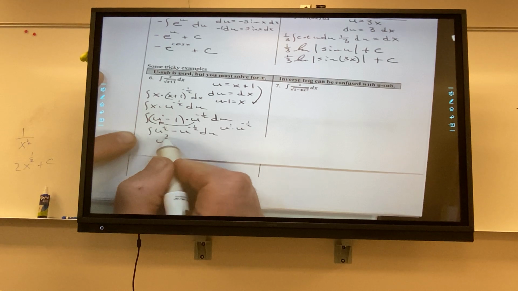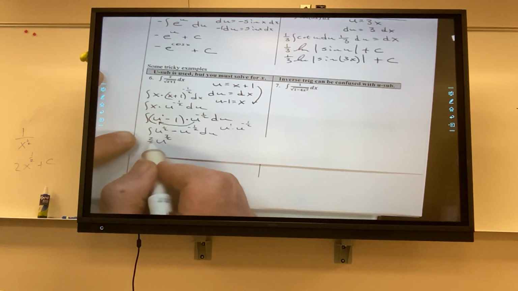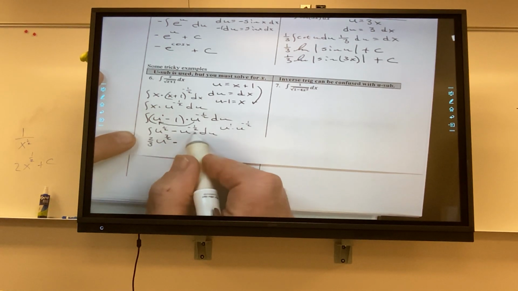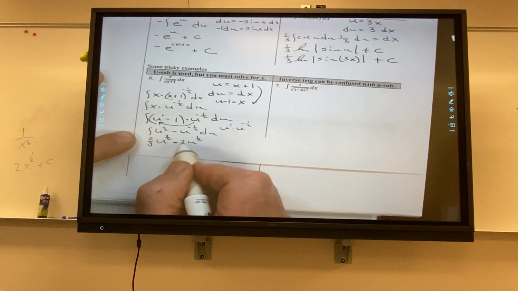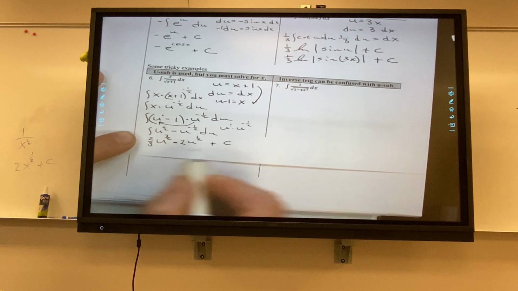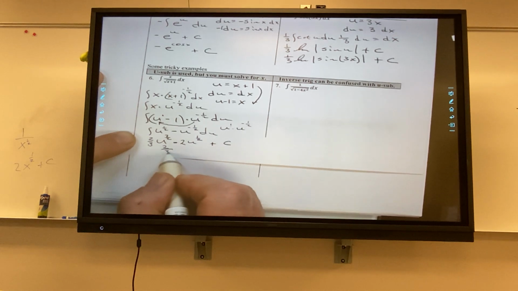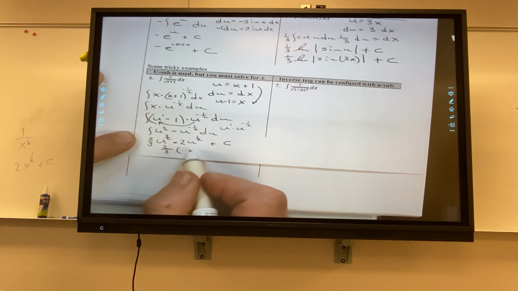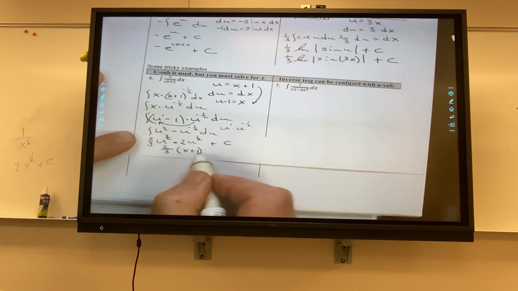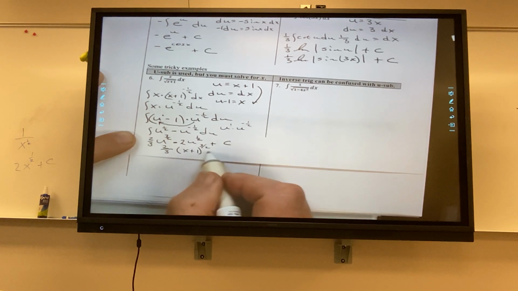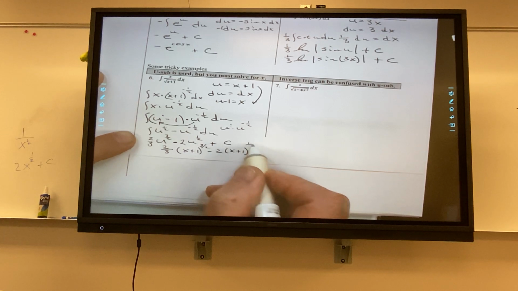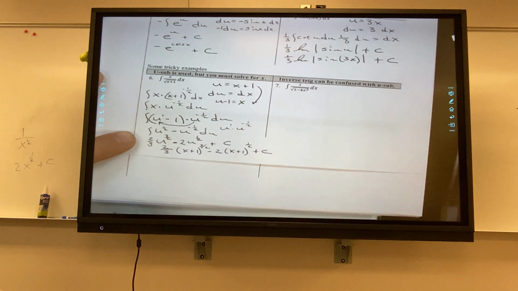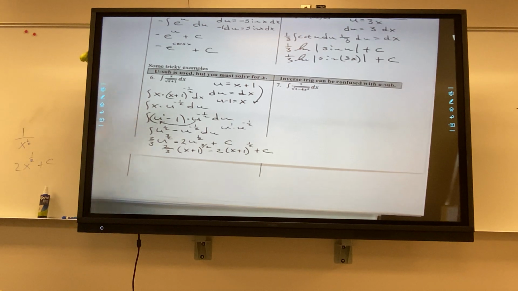So now I just have to add 1. That gives me 3/2, 2/3, minus, I'm going to add 1. I'm going to have 1/2 multiplied by the reciprocal, 2 plus c. So my final answer is 2/3 parentheses x plus 1 to the 3/2 minus 2 x plus 1 to the 1/2 plus c. I think I get it. I'm not 100% sure if I do.